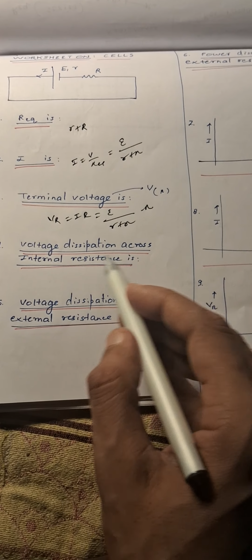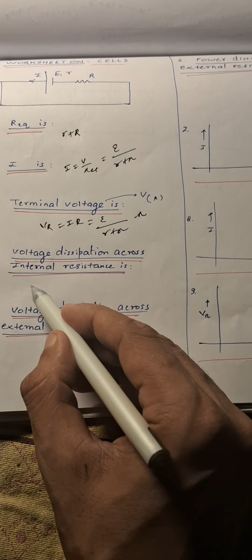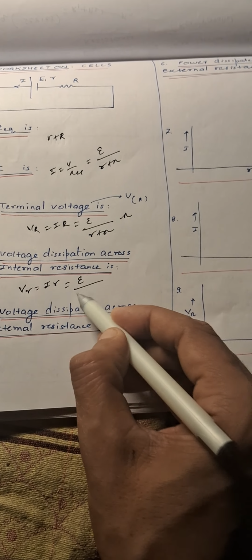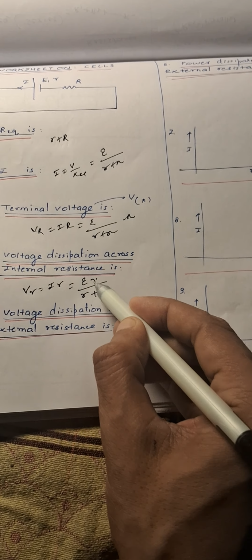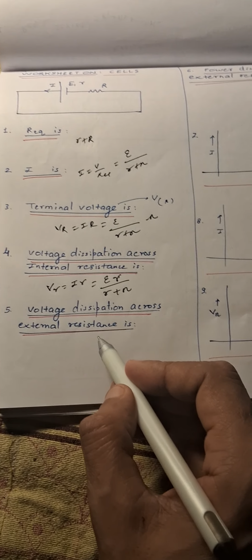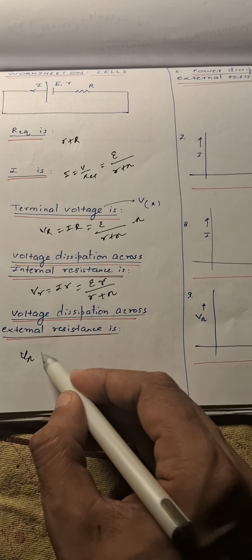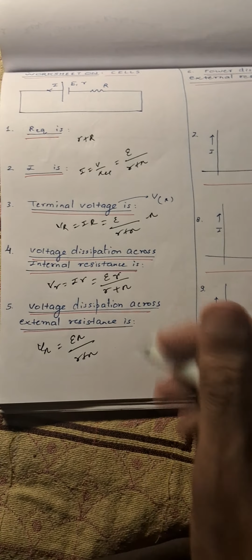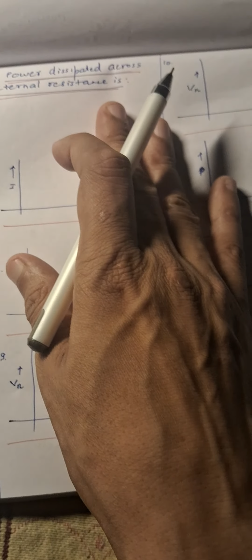Next is voltage dissipation across internal resistance. The voltage across small r will be I into small r, which will be E upon r plus R into small r. Next is voltage dissipation across external resistance, VR, as we have already calculated. This is ER upon r plus R. So these are the mathematical values of these functions.